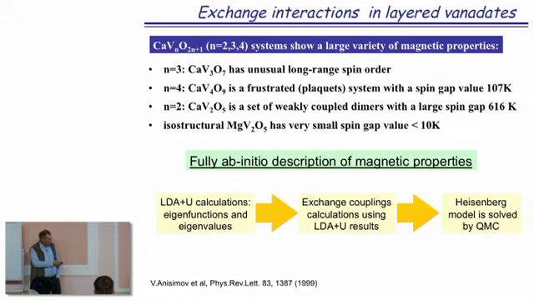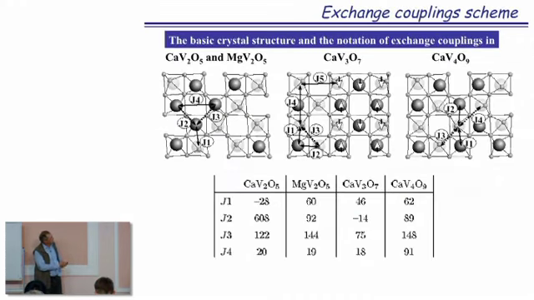So the idea was the following. We run LDA+U calculations, obtain eigenvalues and eigenfunctions. Then from them, we obtain Heisenberg exchange parameters for magnetic moments on vanadium sites. And then we have a Heisenberg model, and we can solve the Heisenberg model by quantum Monte Carlo. Actually, it is not a solution, but we could measure theoretically, stochastically, the response function, susceptibility, and compare it with the experimental. So that is the story.